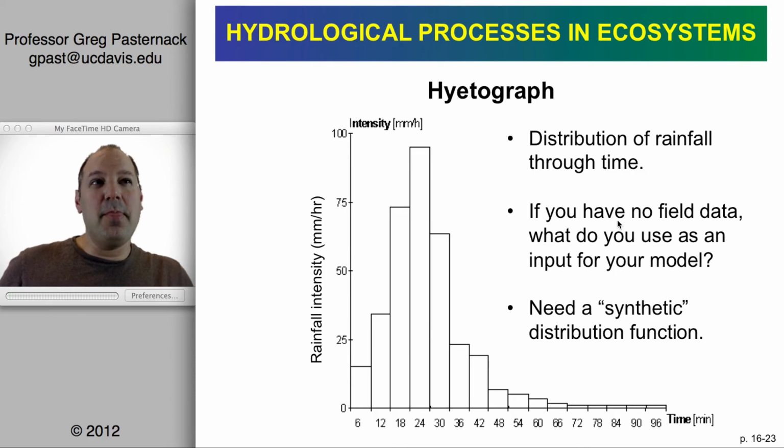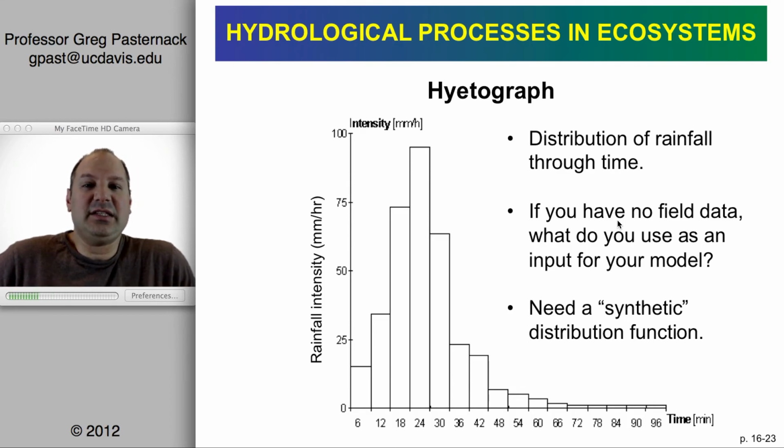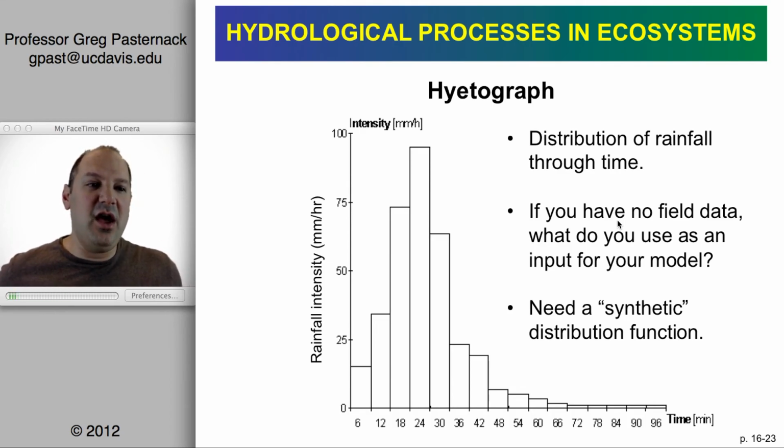But of course, the majority of uses of hydrological models is not to model some past event, but to conduct planning to figure out what would happen in different idealistic scenarios. So for example, you could say, well, I'm worried about the 100-year flood. Well, how much rain do I need to represent that flood? And how do I distribute that rain through time? So as a result, we need a synthetic distribution function that's going to represent the hydrograph through time.